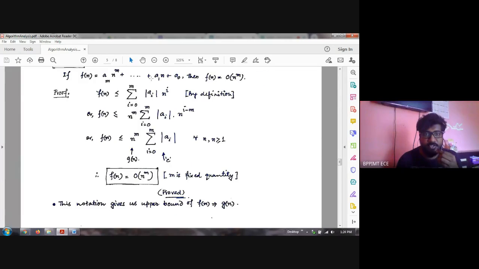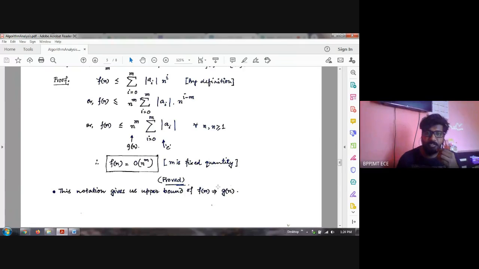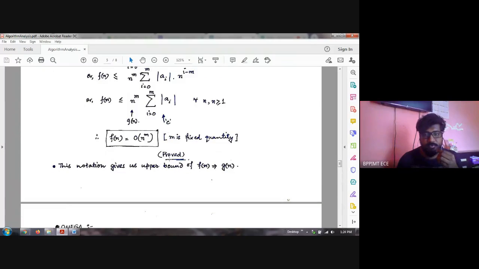So any such polynomial function of degree m, f(n), will be in the order of n to the power of m, where m is a fixed quantity for that particular algorithm, and hence the theorem is proved. As this is a less than or equal to based theorem, it's an upper bound of the function f(n). So g(n) is an upper bound of the time complexity function f(n). f(n) cannot be more than the right hand side, f(n) less than or equal to c g(n). So f(n), the left hand side, which is your time complexity function, can't be more than the right hand side.